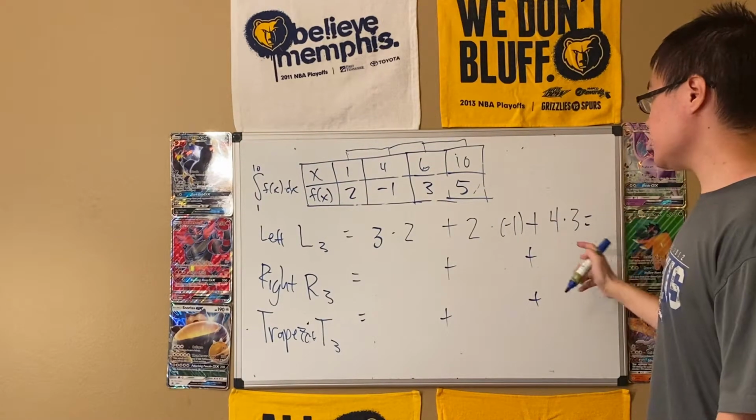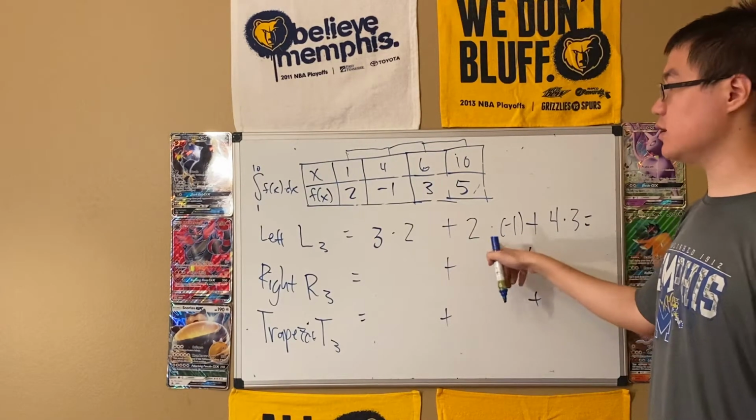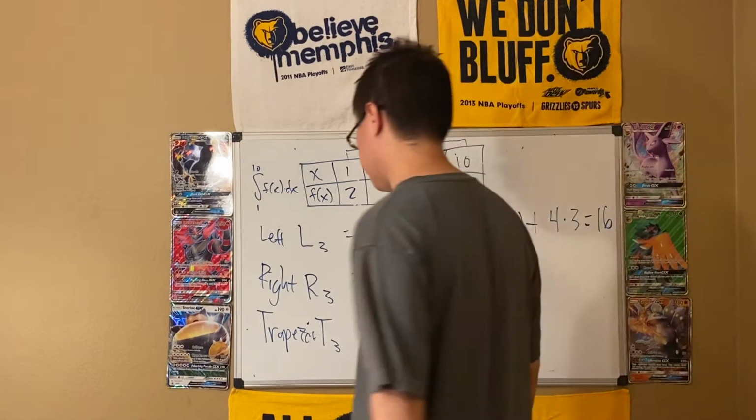So it looks like I can actually add these up. It's not going to be too bad. It's going to be 12 minus 2, which is 10. 10 plus 6 is 16. So again, usually the values aren't too crazy.